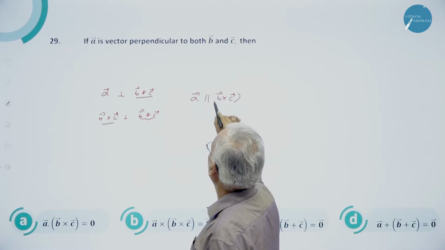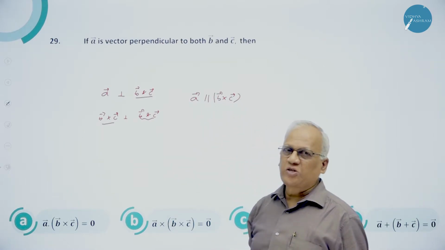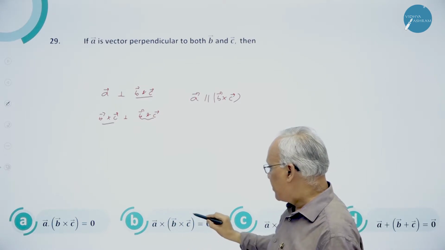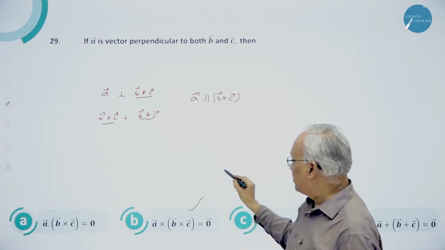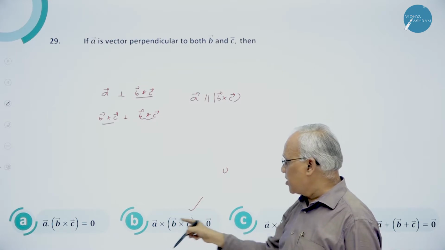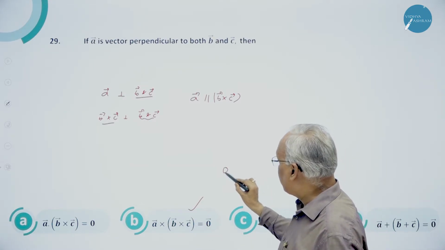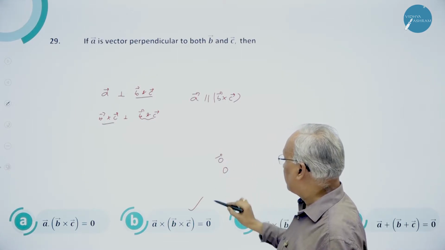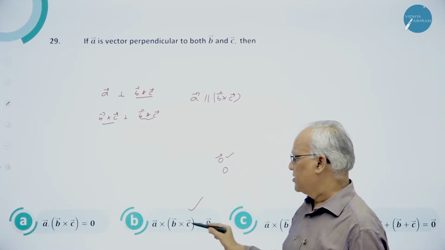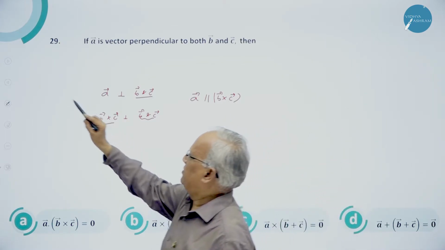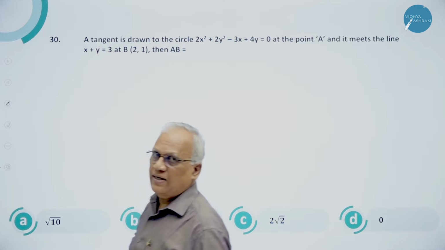This is interesting. Now when they are parallel, their cross product is vector 0. So the cross product A cross (B cross C) is 0. Be careful here: the cross product of two vectors is a vector, not a scalar, so you have to take vector 0. Okay, so A cross (B cross C) equals 0. That's a fine question. Next, we take up the 30th question.